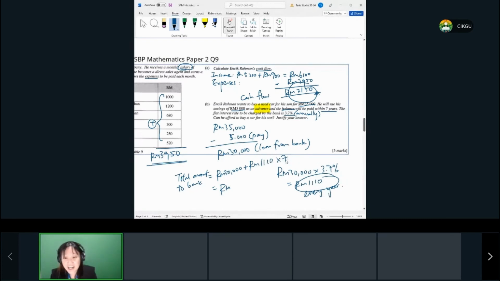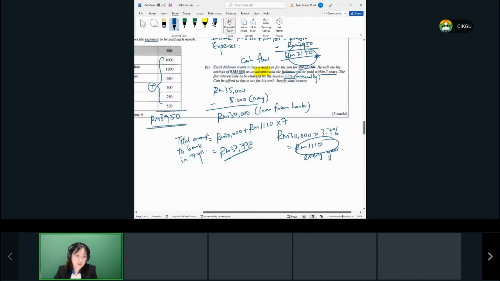Okay. Then added with my 30K, you need to pay back 37,770. This is how much you need to pay back in 7 years. Okay? So if you want to see whether you can afford, the question is asking whether you can afford the car or not. That means you need to make sure lah. The bank will divide for you monthly. Monthly installment. That means monthly you need to pay back how much lah.